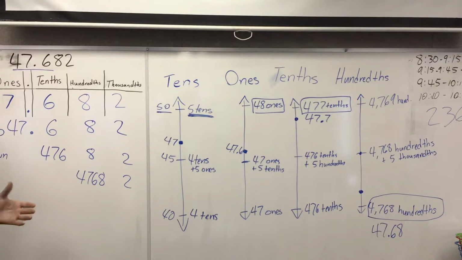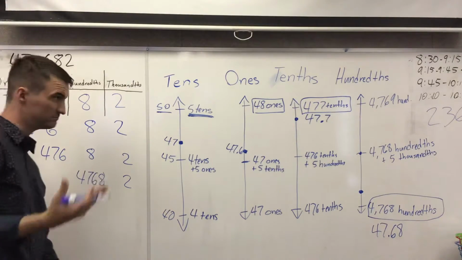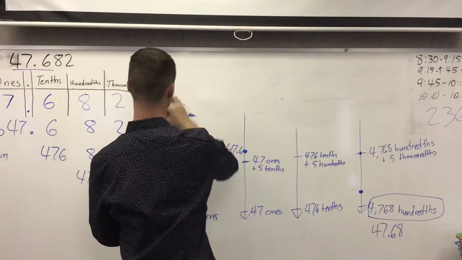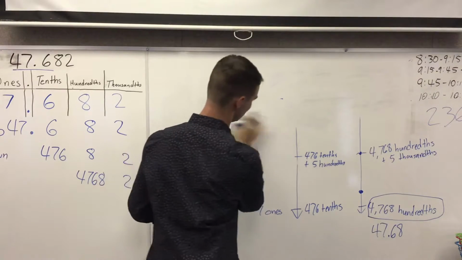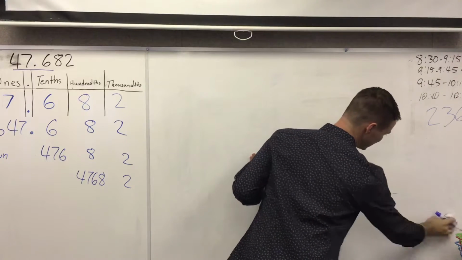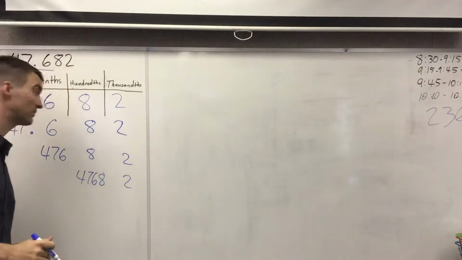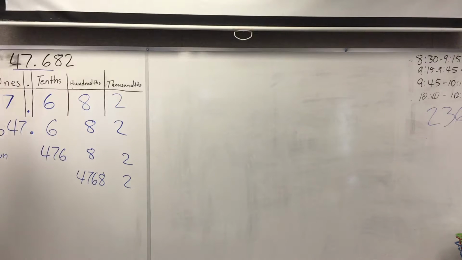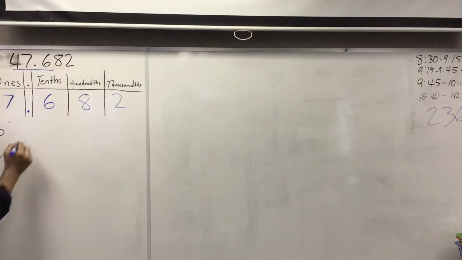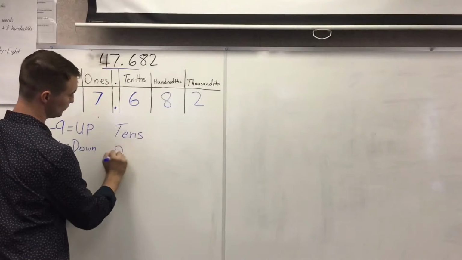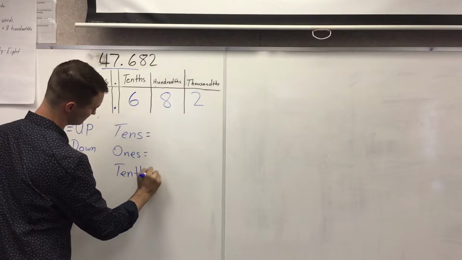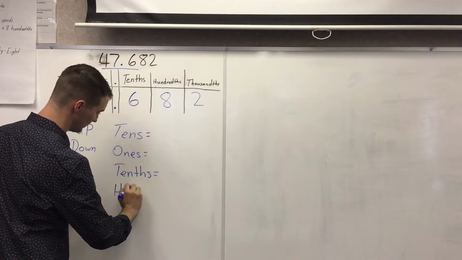Now I'm going to show you what I would call a shortcut way, or some might call it the standard way. So I'm going to erase all of this, and I'm going to teach you a way that can often be a lot simpler than doing all of this. We're just going to take a look at our number, and I'm going to write tens, ones, tenths, and hundredths.